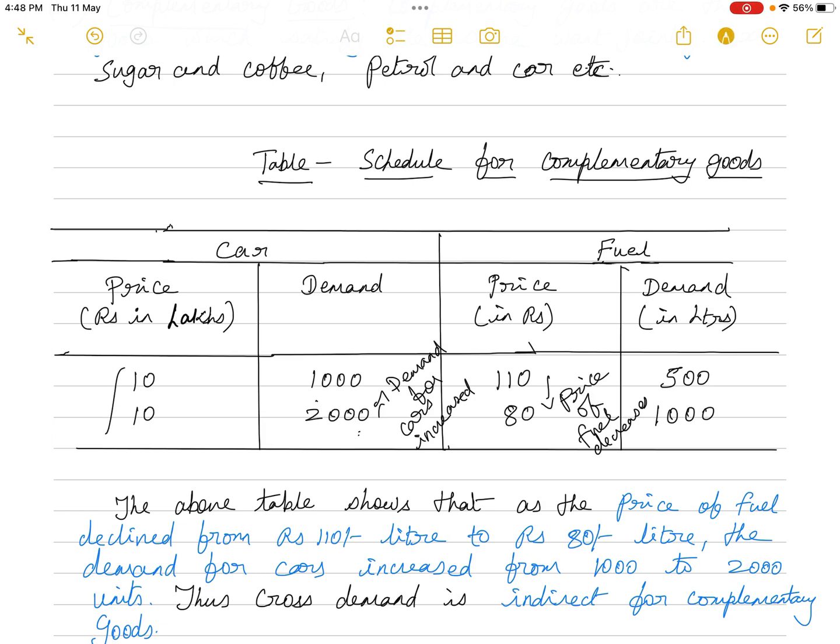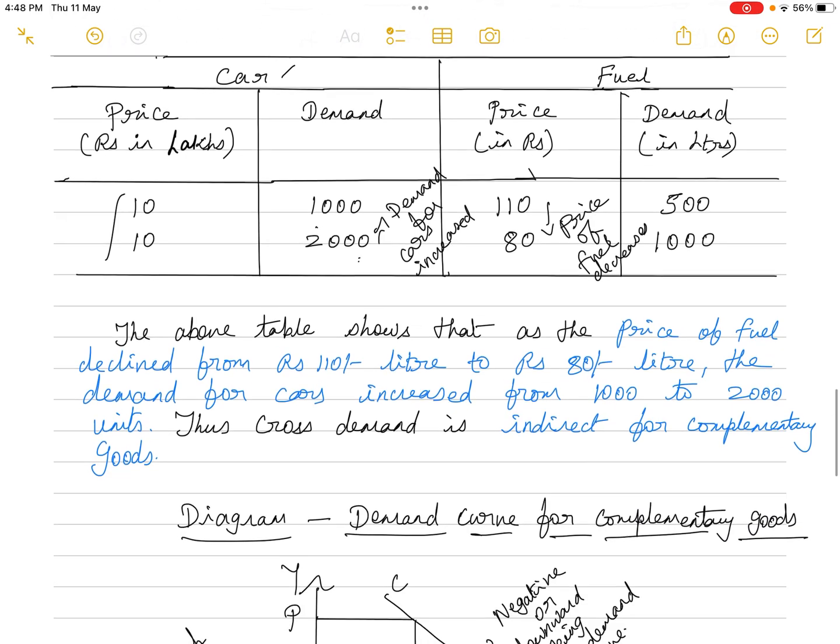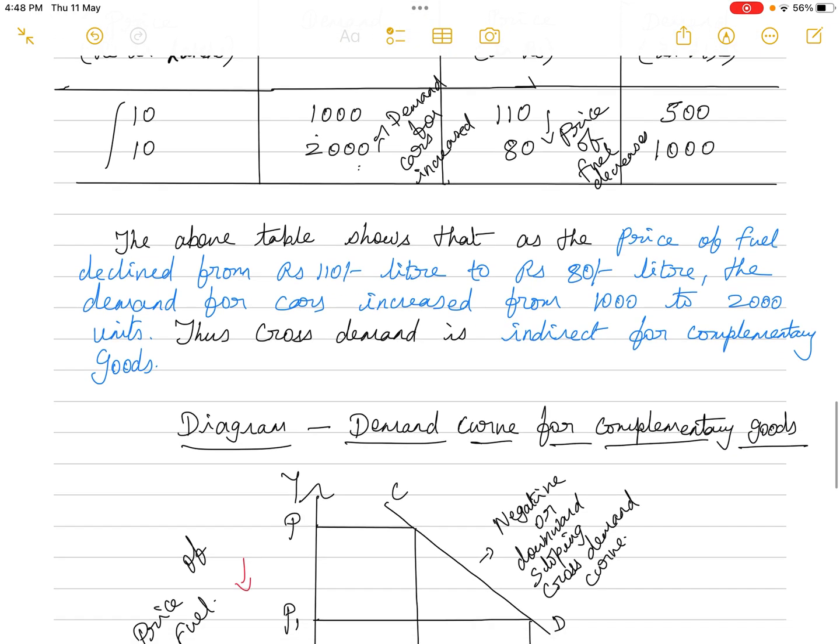units. So again this is also market demand, assuming the price of the car remains at 10 lakhs. We don't want the relationship between the price of car and the demand for car, and we are not talking about the price of fuel and the demand for fuel. That is the law of demand. Here we are talking about the price of fuel and the demand for cars. So the demand for car is commodity X and this is the price of Y. When the price of Y has decreased, the demand for car has increased. That is cross demand.